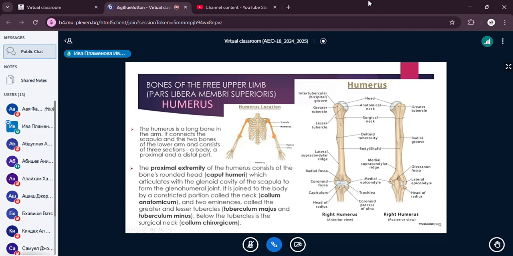So that's the anterior view, that's the posterior view. We have the same things. Head for the connection with the glenoid cavity, anatomical neck, greater tubercle, the lesser is not visible from this side, and below them, surgical neck. And that's for the proximal end. Head, the two necks, two tubercles, and the groove between them.